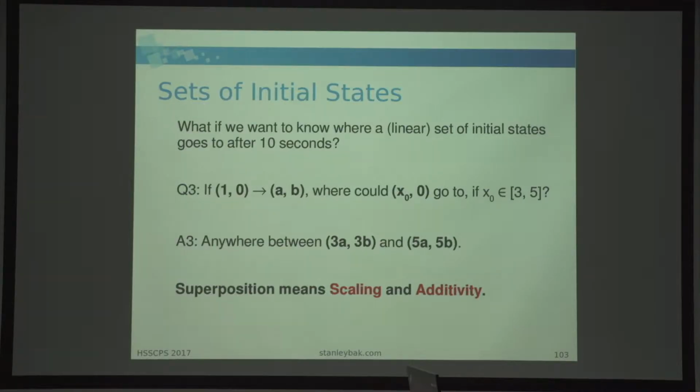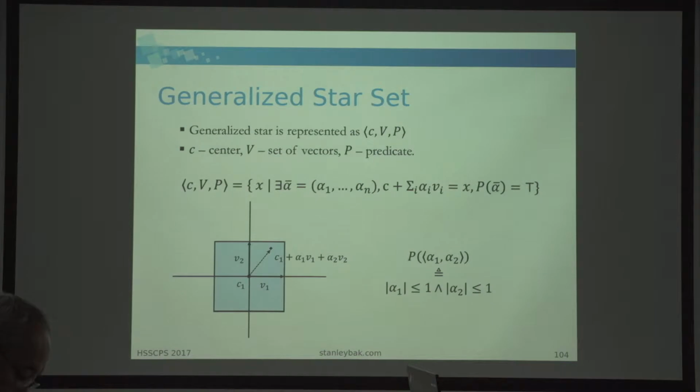So superposition means you have the scaling property as well as additivity properties. So what is a generalized star set? I mentioned there's 3 parts. There's a center, some set of vectors V, and a predicate. And the way it defines a set of states is as follows, but it's easier to look at the example, I would say.